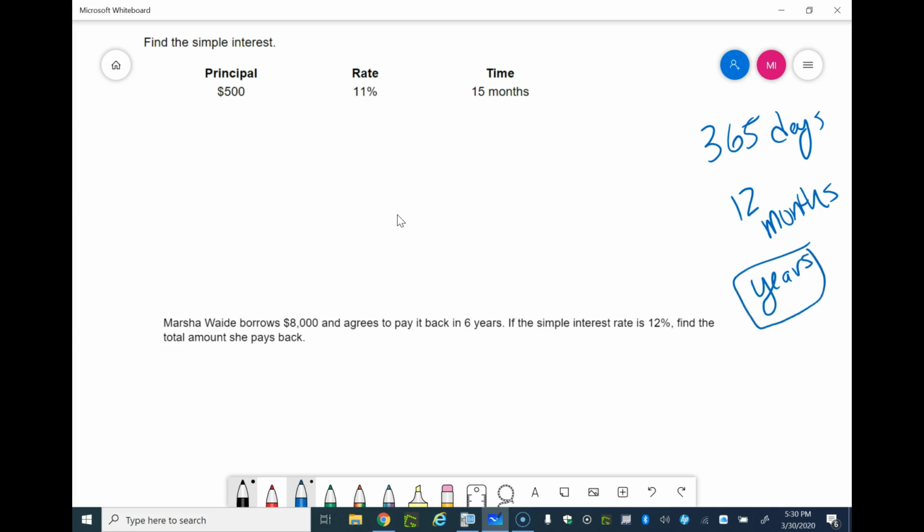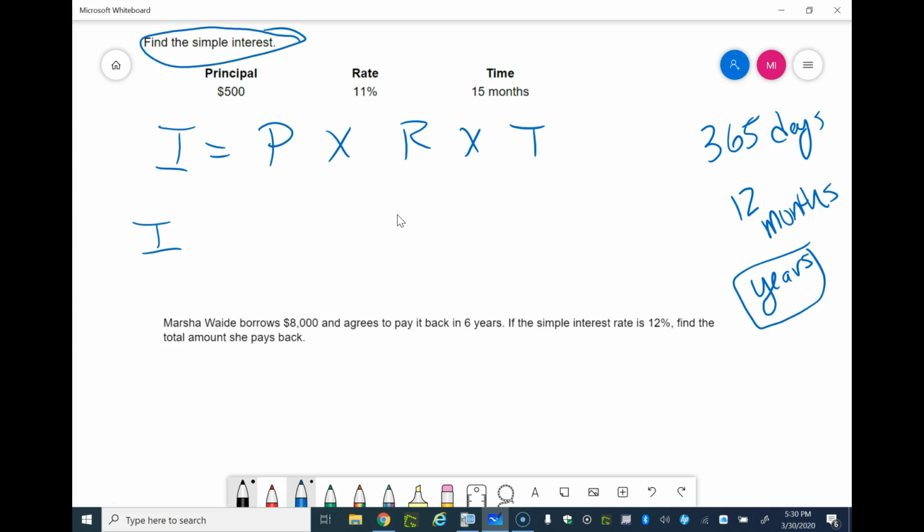So for this example here, remember the simple interest is going to be: interest is equal to the principal times the rate times the time. So interest is what we're looking for. Find the simple interest. Principal is going to be the initial amount, which is 500.